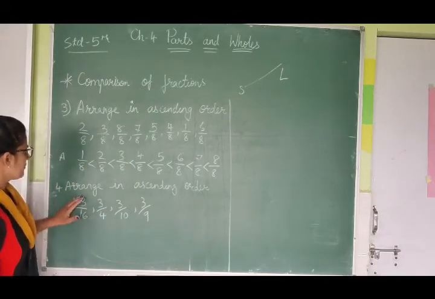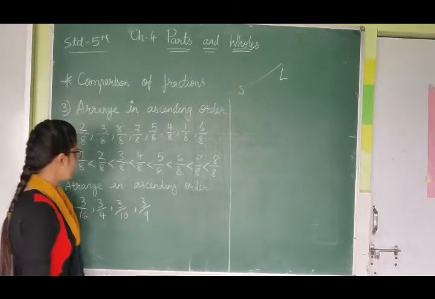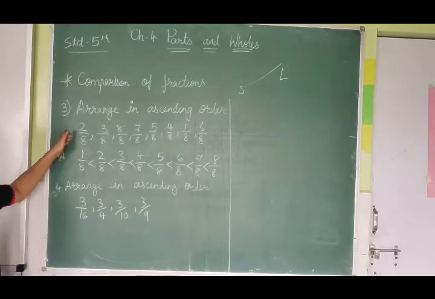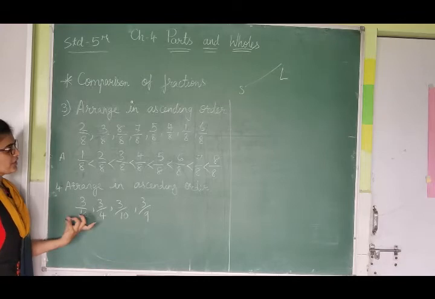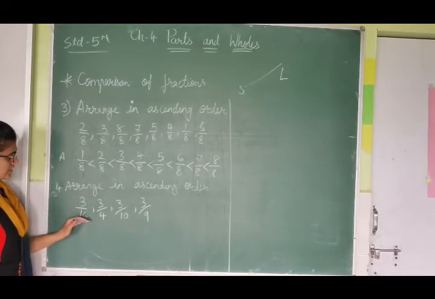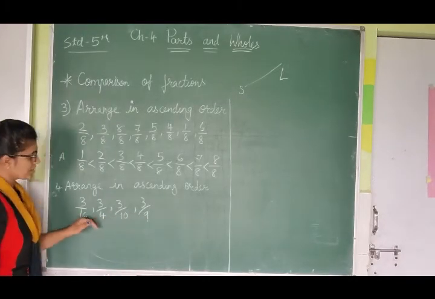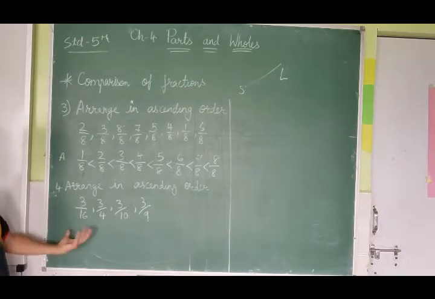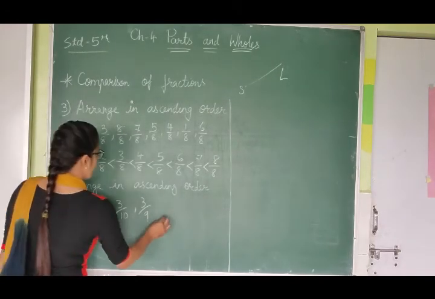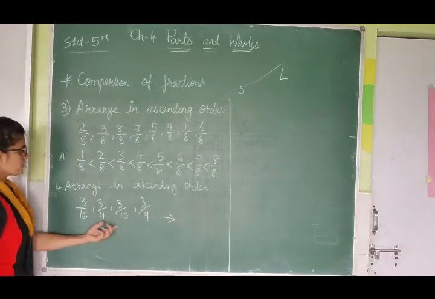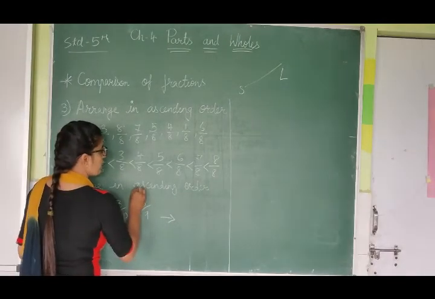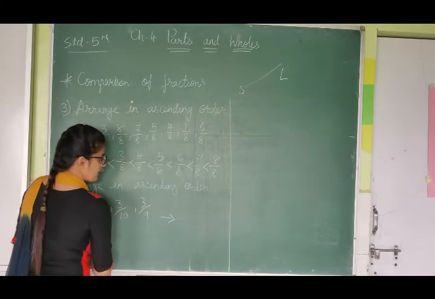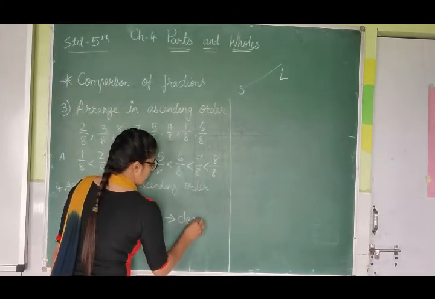Okay. Now next sum, arrange in ascending order. These were about the like fractions. Now if there are unlike fractions, then what do we have to do? If there are unlike fractions, you can see 16, 4, 10, 9. The denominators are different. So what will we do? If we want ascending order, then we will convert this into descending order.